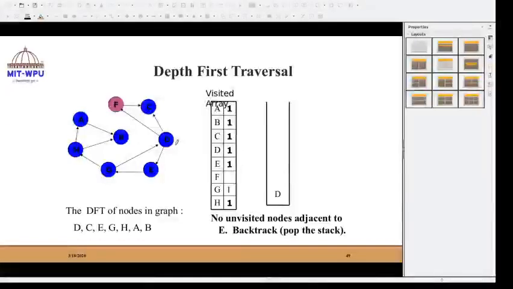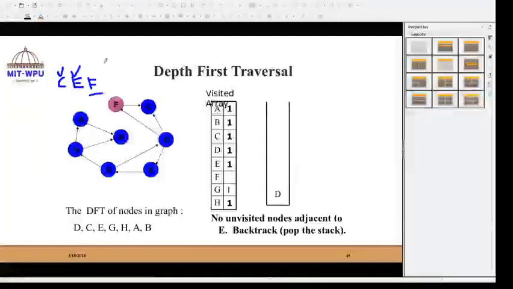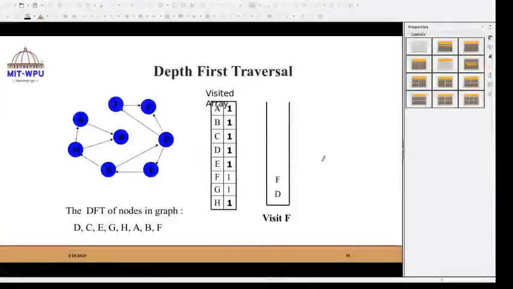D is the node. Now for D, we have already seen that the adjacent vertices are C, E and F. As we know that C is already visited, E is also already visited, so the only adjacent vertex of D which is not visited is vertex F. So obviously F is going to be visited in DFS fashion, so F is going to be pushed onto the stack top, F is going to be marked as a 1, and F will get printed over here. And if you see over here, we have visited all vertices.